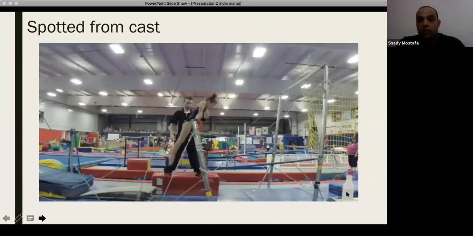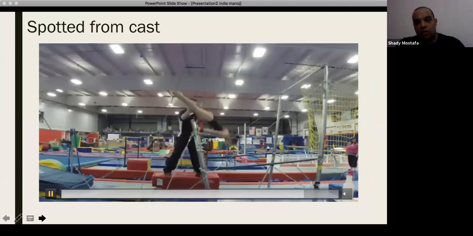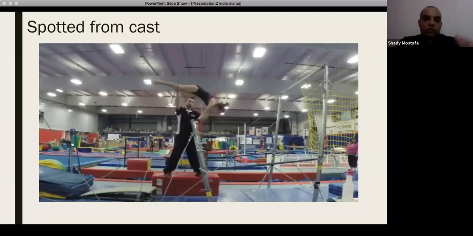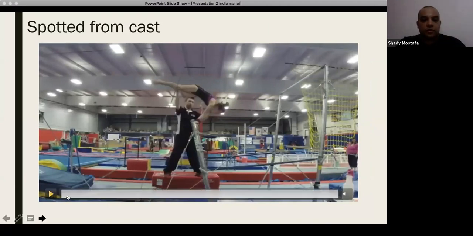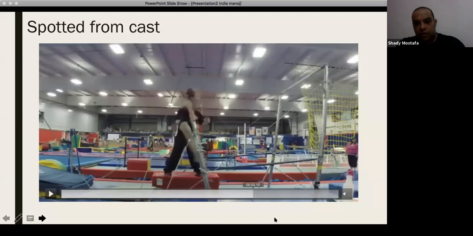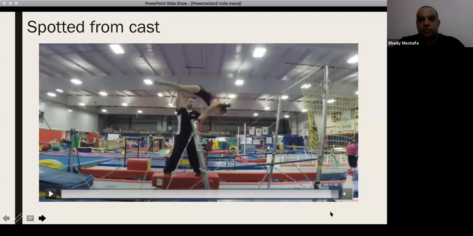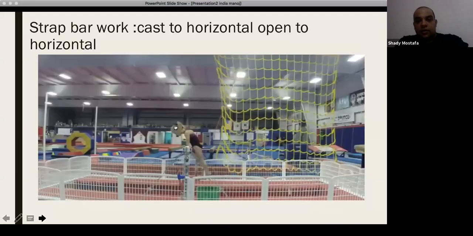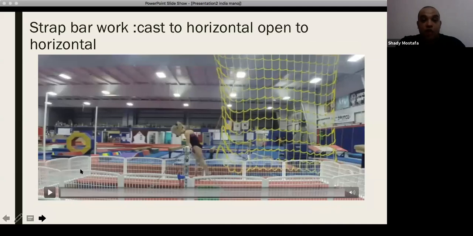Now, from the cast. The same from the cast. Cast, hollow, cast, like the horizontal position. I'll do that slowly. Cast, shape, circle, cast, or horizontal shape position. Now, after that, you may go to the strap bar to let them actually try to cast, horizontal to horizontal on the strap bar.